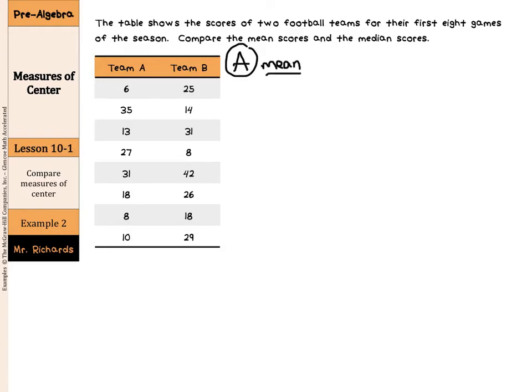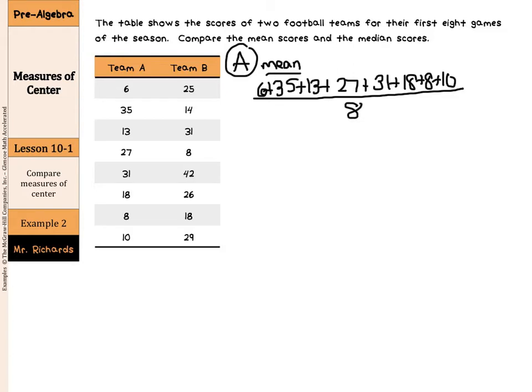Well, we have 6, 35, plus 13, 27, 31, 18, 8, and 10. And we're going to divide those by 1, 2, 3, 4, 5, 6, 7, 8 games, just making sure our question was right. And when you add those numbers up, the result is 148. And after you divide by 8, the mean is 18 and a half, 18 and 5 tenths.